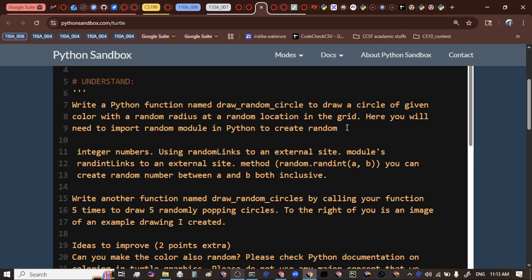Okay, so write a Python function. And so I have given you guys a name. Okay, and to draw a circle of given color with a random radius. So what is the input here? Inputs. Input to a function. Not draw circle. So this, yeah, this function, yes.